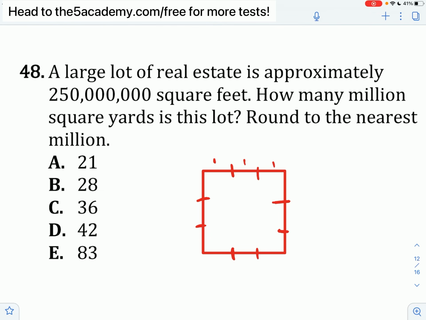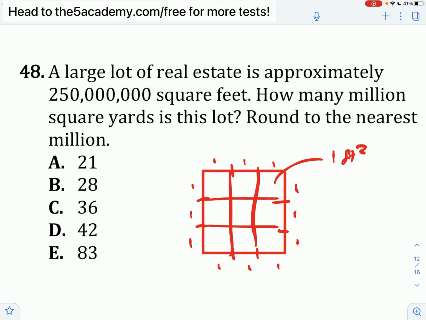1 foot, 1 foot, 1 foot. If I draw these like an array, I see that each foot squared fits in 9 times. So we get 9 feet squared in a whole yard squared. So I could just take this number and divide it by 9, okay? For every 9 square feet, there is 1 square yard. And you'll get this answer, I believe. So 250 million divided by 9. You get 27.